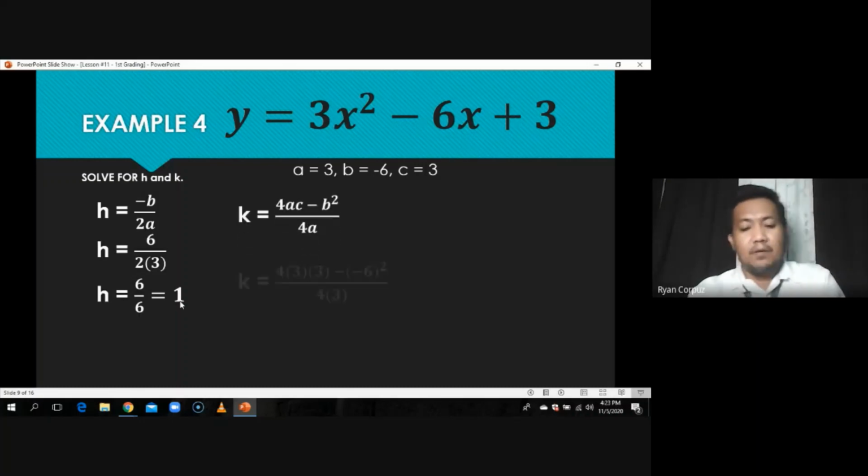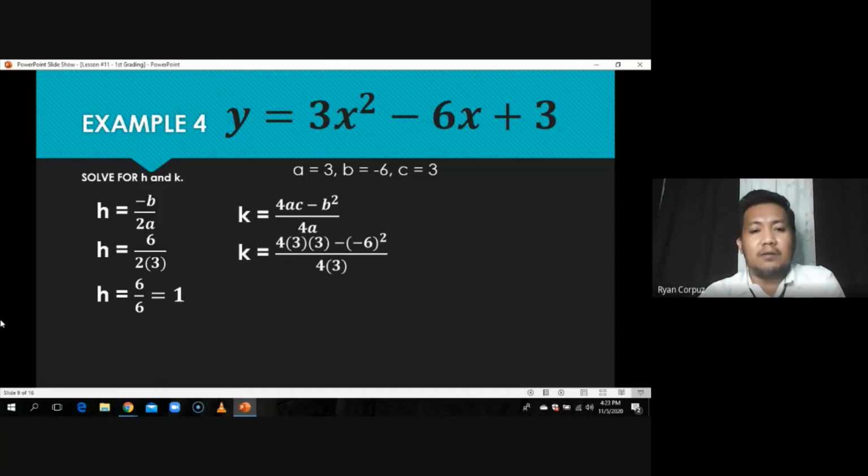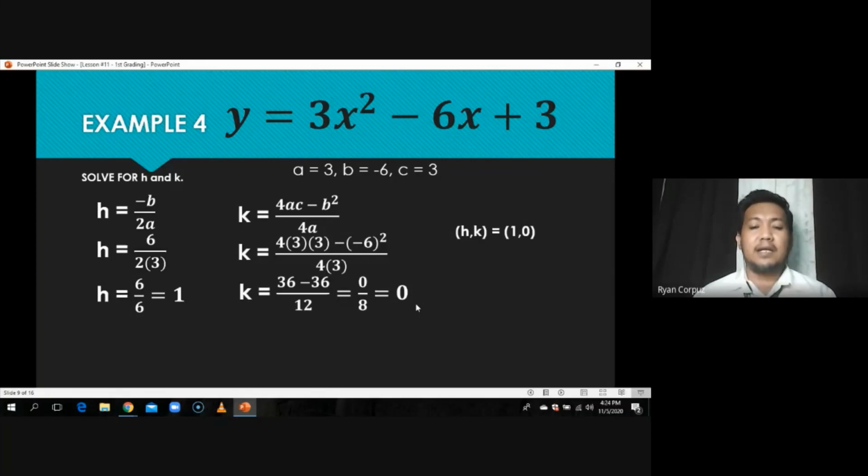Then for k, we have 4 times 3, which is c, minus negative 6 squared, all over 4 times 3. So 4 times 3 is 12, times 3 is 36. So we have 36 minus 36 divided by 12. So it will be equal to 0 over 12. That is just a typographical error; it should be 0 over 12. Since the numerator is 0, 0 divided by any number is equal to 0. So from there, we come up with the value of hk as 1, 0.